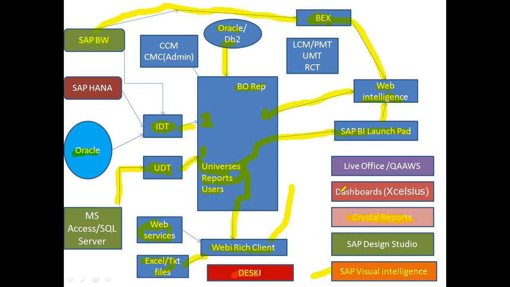Okay, another tool is the dashboard. To generate a dashboard, we use the latest version of Xcelsius, which is Dashboard 4.1, and that is what we are discussing in our training. To generate a dashboard, we can use the Live Office connection, query as a web service, or the BW connection.